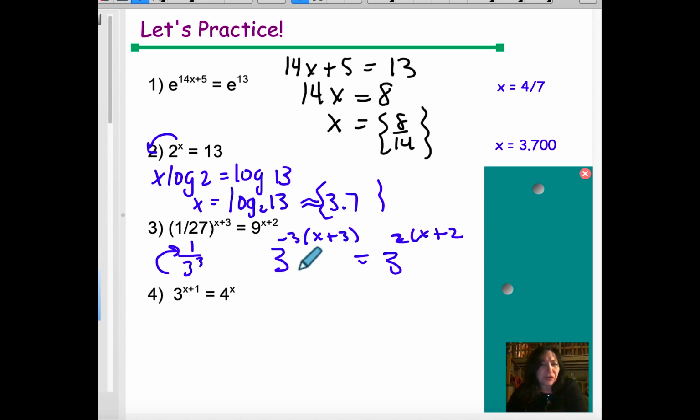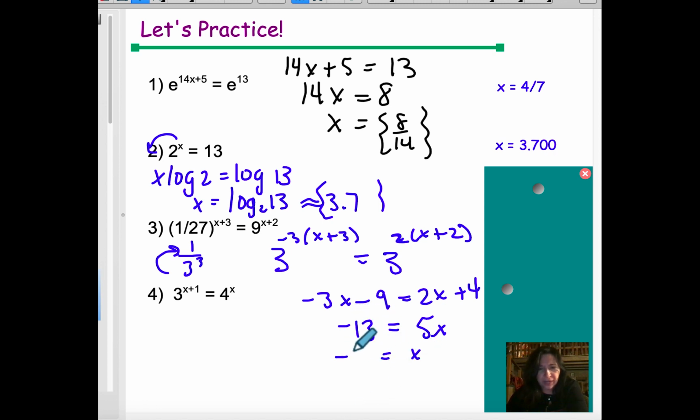I'm going to set my exponents equal to each other. I'm going to get negative 3x minus 9 is equal to, and let's see, that's going to equal 2 times this quantity. So that's going to be 2x plus 4. And then I'm going to add 3x. I'm going to get 5x is equal to negative 13. And then I'm going to get x is equal to negative 13 over 5.